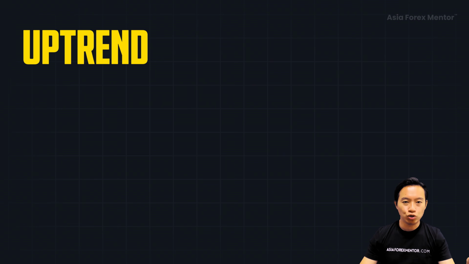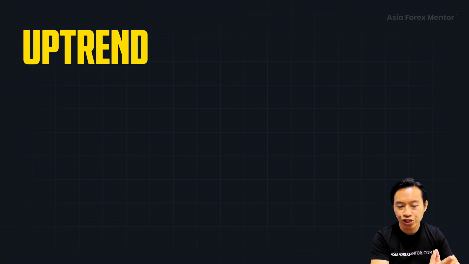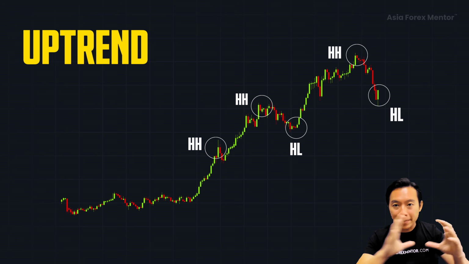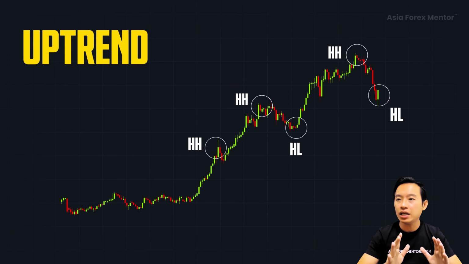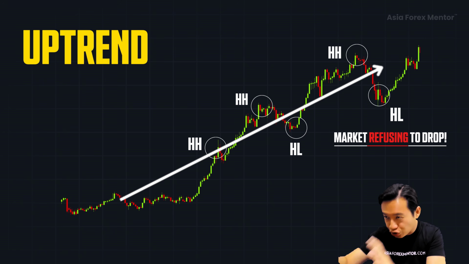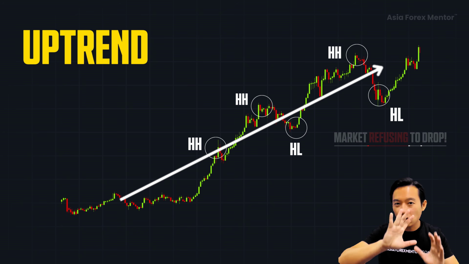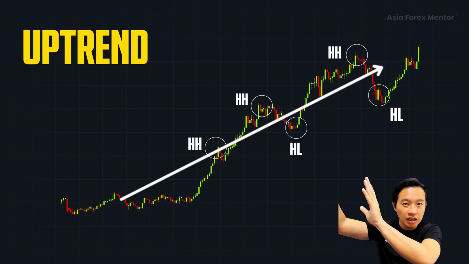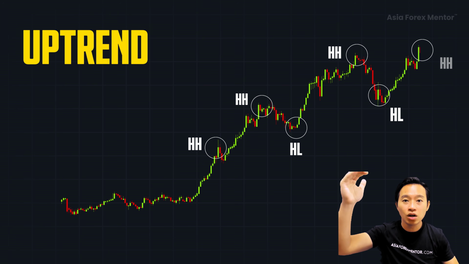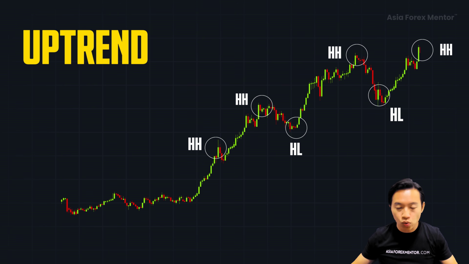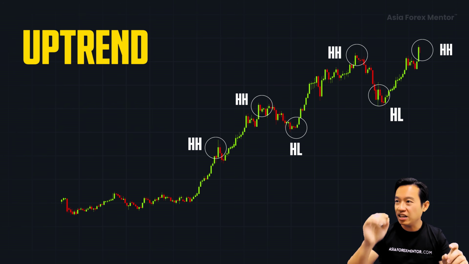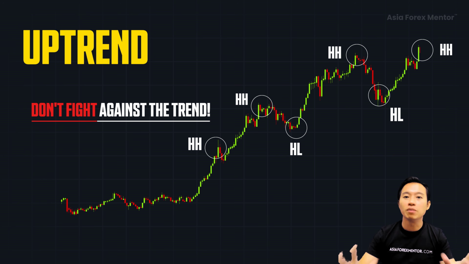Let's start with the uptrend market. An uptrend isn't just higher highs and higher lows. Behind that, it is the market pushing forward. It is the market refusing to drop, constantly gaining ground. If price keeps making new highs without breaking down, that is strength. That's an uptrend, and if you're trying to fight against it, it's going to be a big mistake.